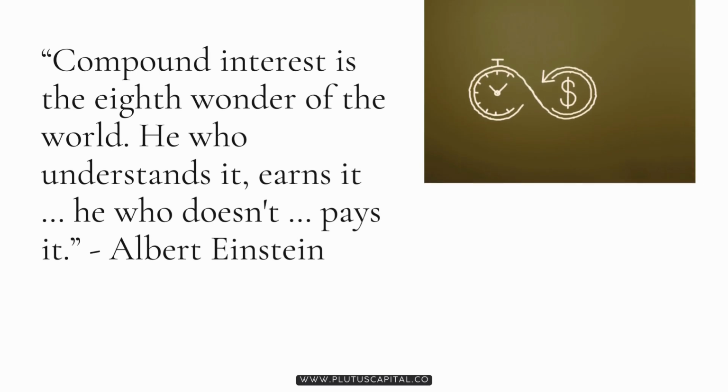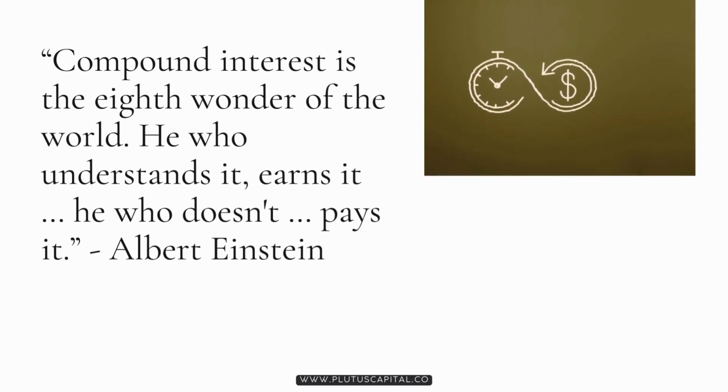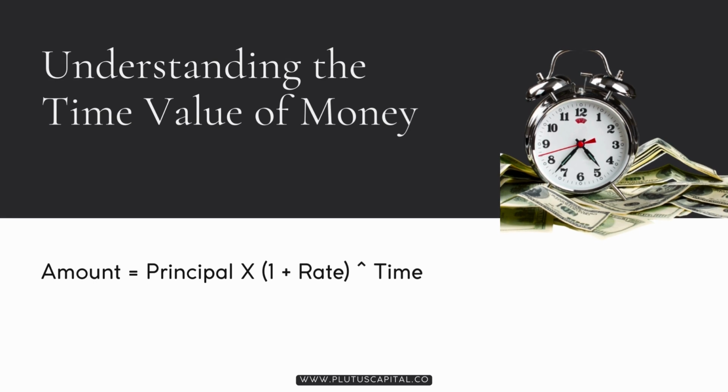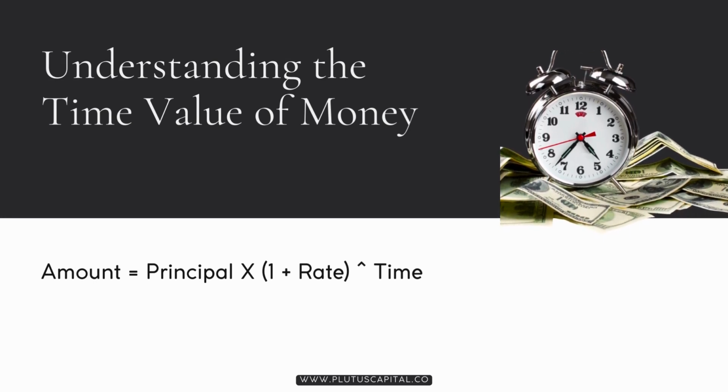Albert Einstein said, "Compound interest is the eighth wonder of the world. He who understands it earns it, he who doesn't pays it." In middle school, we were taught a maths calculation on compound interest. Amount is equal to principal multiplied by (1 plus rate) raised to the power time. So simply, your value in the future is the present value of the principal grown at a certain rate while considering the time. Compounding essentially is earning interest on the interest. That leads to exponential growth.